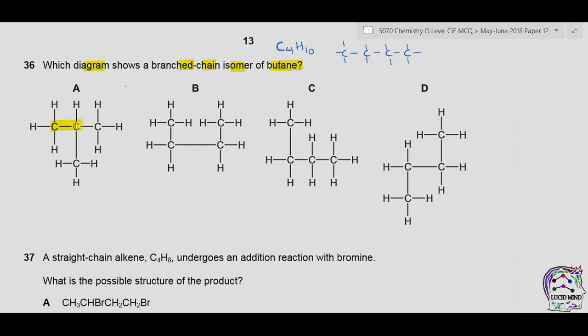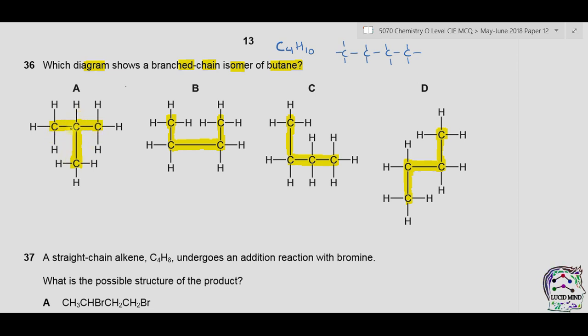So we have 4 carbon atoms. As we can see, this carbon is in branched form, so it could be A. In B, all 4 carbon atoms are in a continuous chain. There is no branching present. Similarly, in part C, this is a continuous chain consisting of 4 carbon atoms, so there is no branching present. Again, in D, 1, 2, 3, 4, we have a continuous chain of carbon atoms, so this is not a branched isomer. The only branched isomer is A.